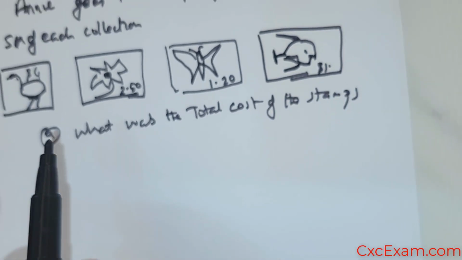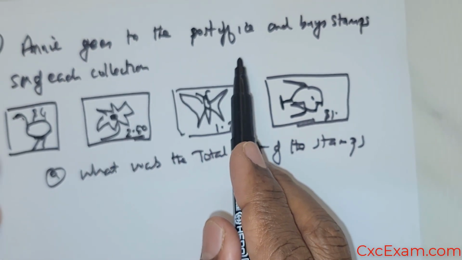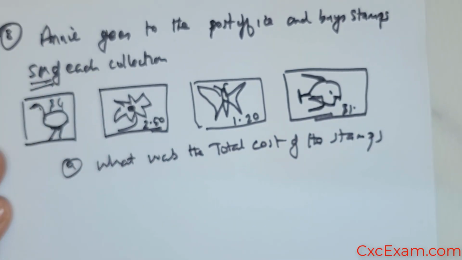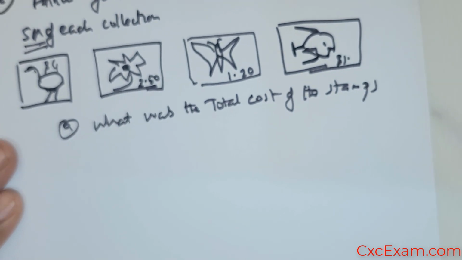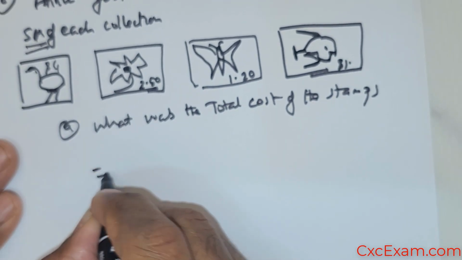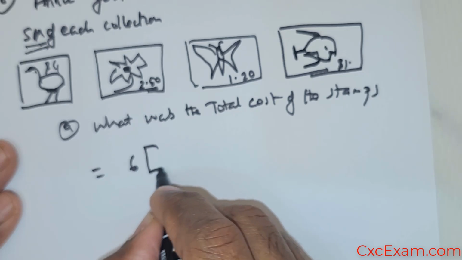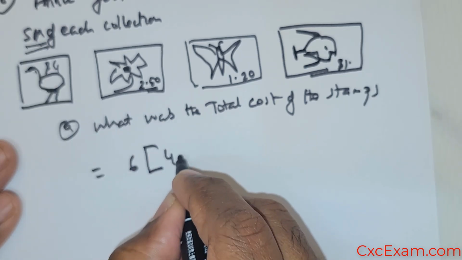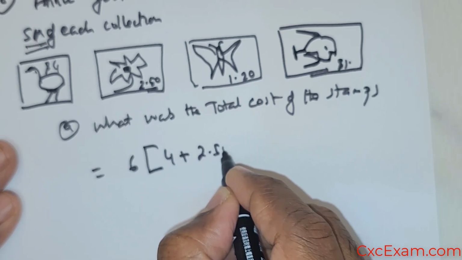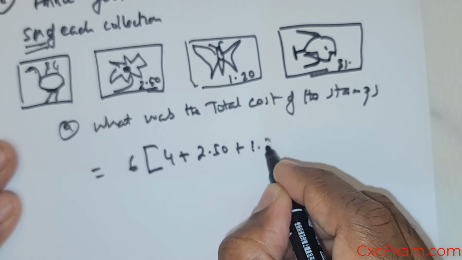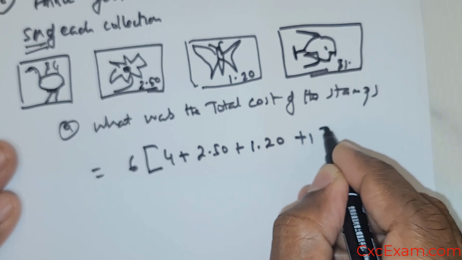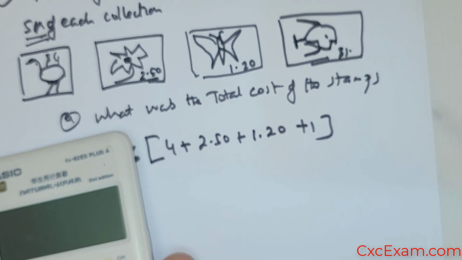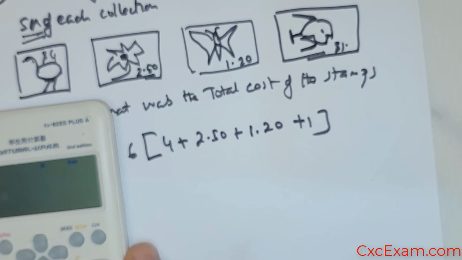Now you have to pay attention. Annie goes to the post office and buys 6 of each collection. So this is a key point. If you miss that, your answer is incorrect. So this is going to be 6 multiplied, or 6 of $4 collection, 2.50 and 1.20 and 1. So you can use your calculator and find out the value.